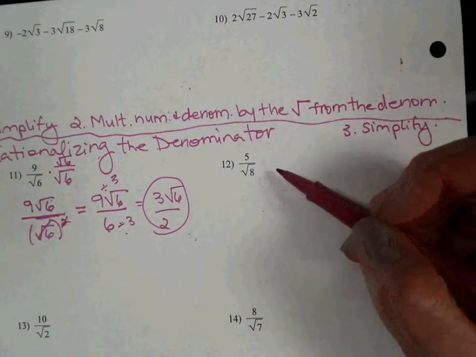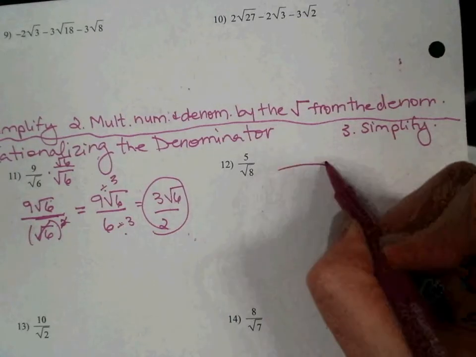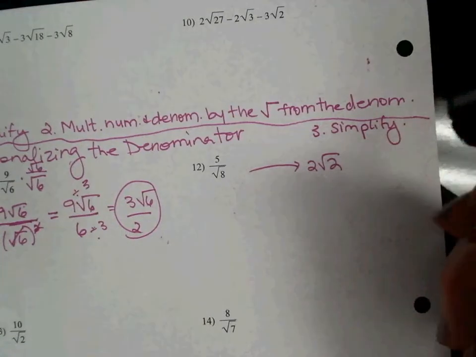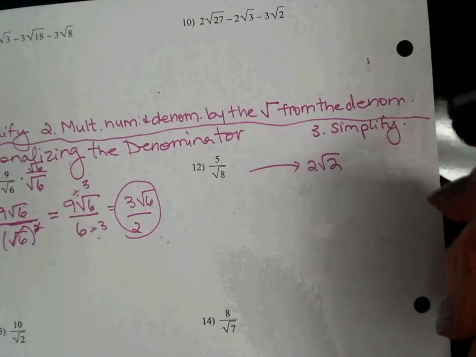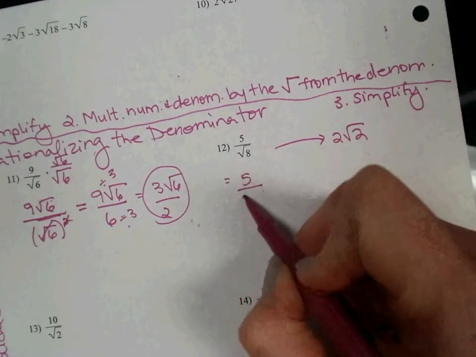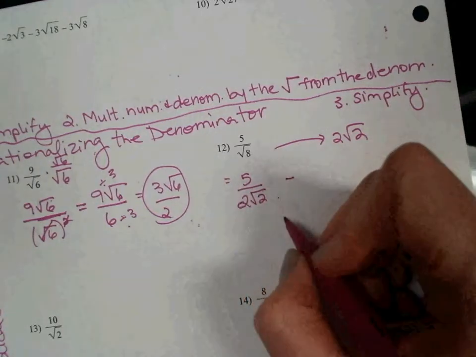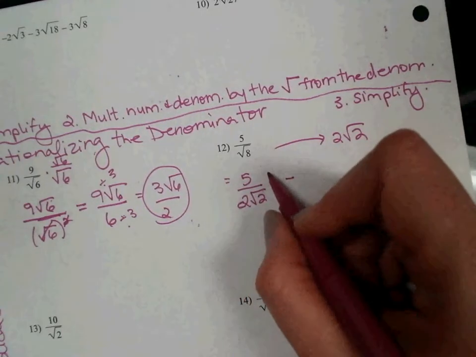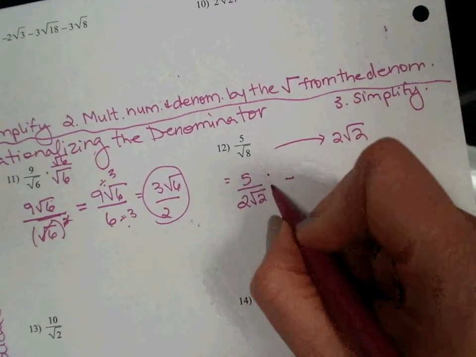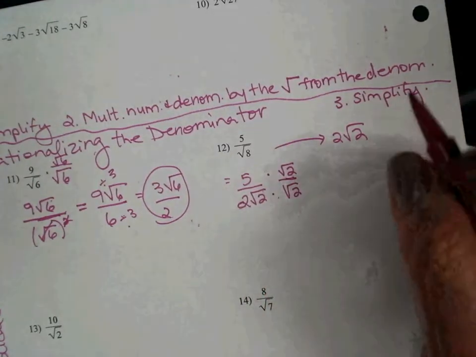Number 12. From the beginning, I look at radical 8. We've seen that a couple times already. So I know radical 8 actually simplifies to 2 radical 2. Who remembered that from the front? Radical 8 is 2 radical 2. So I'm going to come back and rewrite this as 5 over 2 radical 2. Next step is to multiply numerator and denominator by the radical from the denominator. So I have to multiply numerator and denominator by radical 2 over radical 2.